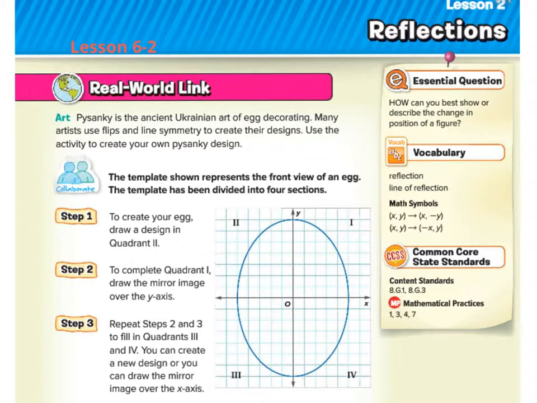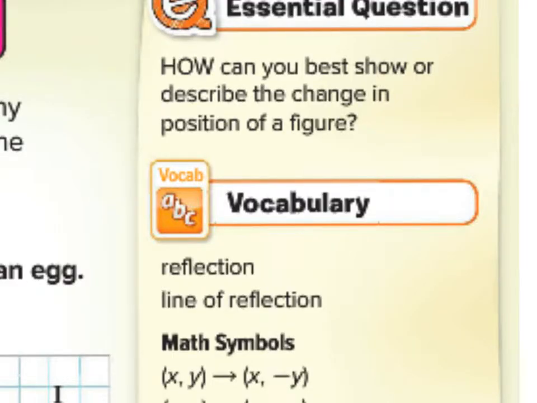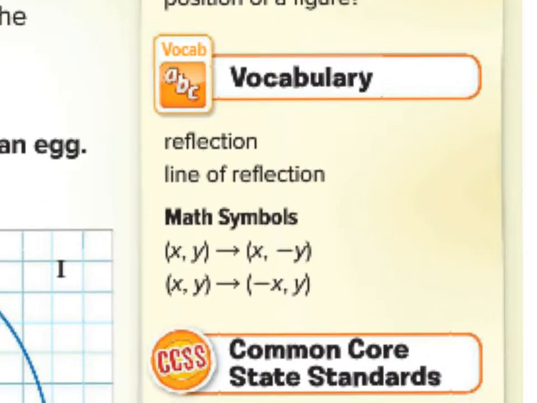Hello everyone, welcome to lesson 6-2, reflections. We will continue to address the question, how can you best show or describe the change in position of a figure? So essentially the figure on a coordinate plane. And we're going to look at define these words, reflection and line of reflection.